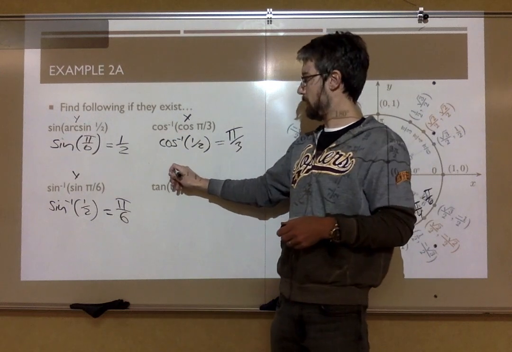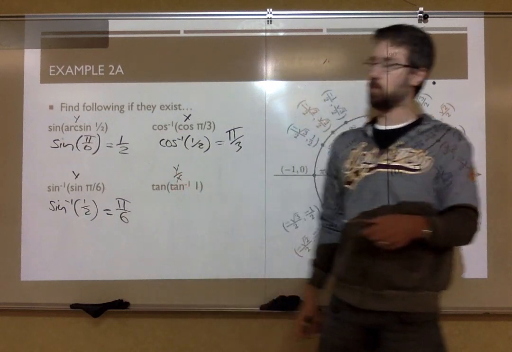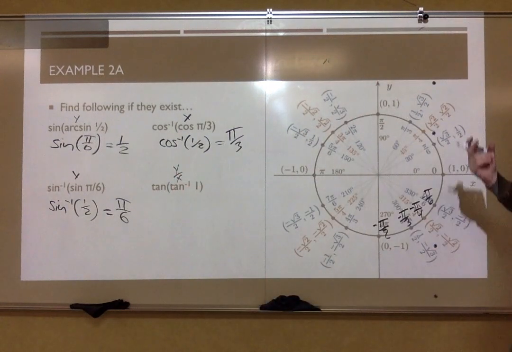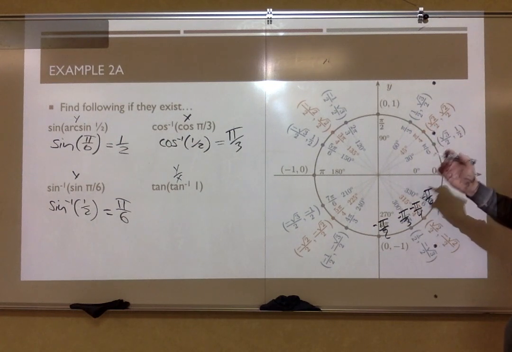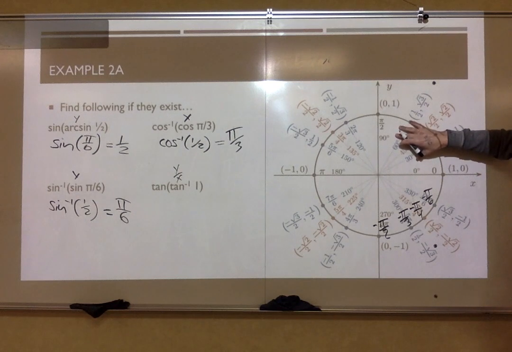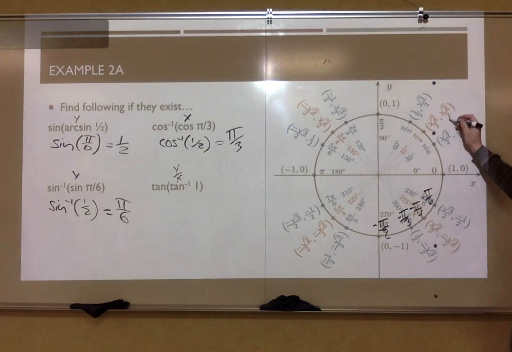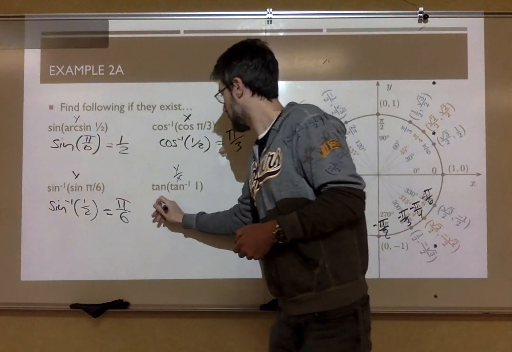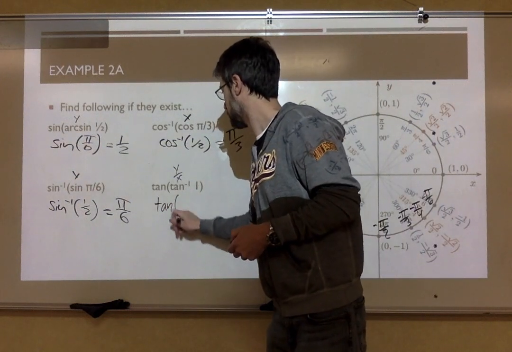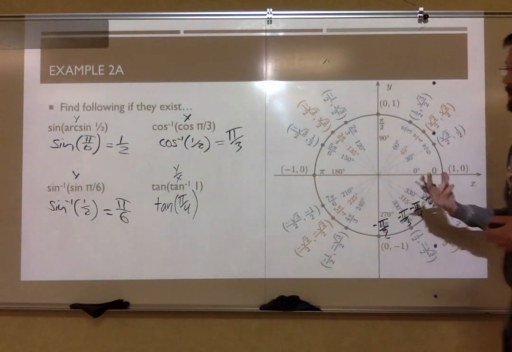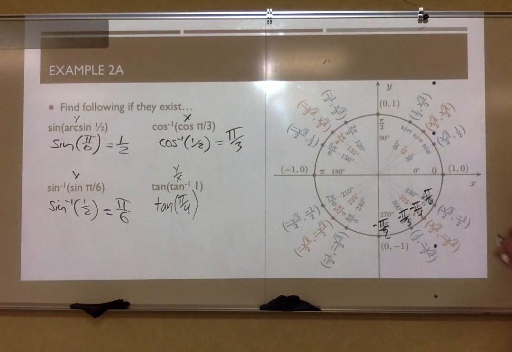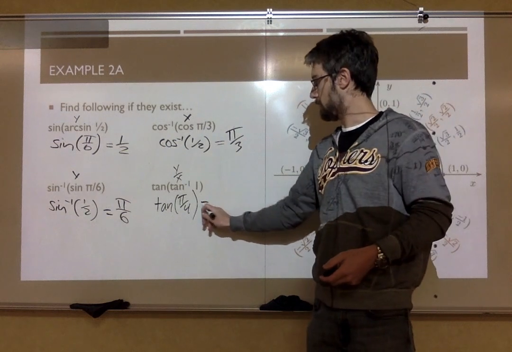Tangent of tangent inverse of 1. Tangent, we're looking at where y over x is equal to 1. Again, we looked at that in the last slide, where y and x are the same thing. It's positive, so we're looking in this top quadrant. Y and x are the same right here at pi over 4. So tangent of pi over 4. Now the question is, what is the tangent ratio at pi over 4, which is root 2 over 2 and root 2 over 2, so x and y are the same, so that's equal to 1.